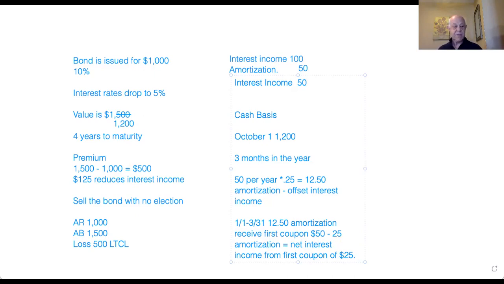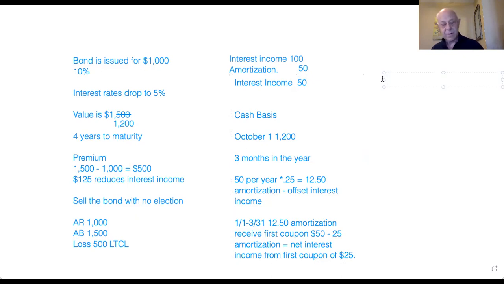And so we're going to keep reducing our interest income by the amount of amortization for the year. And you'll see cash basis taxpayers get a slight advantage over accrual basis taxpayers because we're going to get another coupon September 30th. And that's going to give us again net interest income of 25. So for the year, we're going to end up with net interest income for the year of $50. And then we're going to get an additional 3 months of amortization, and we'll be able to deduct it because we do have enough interest income for the year. So let me just show you what happens there, because that can be confusing.